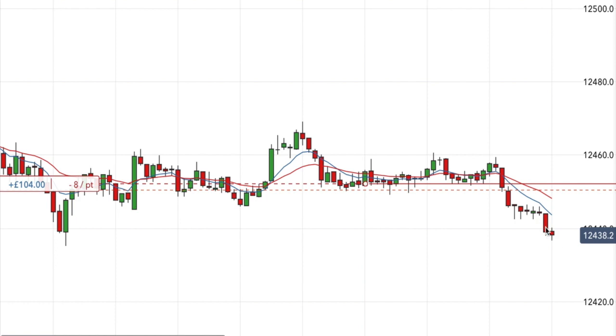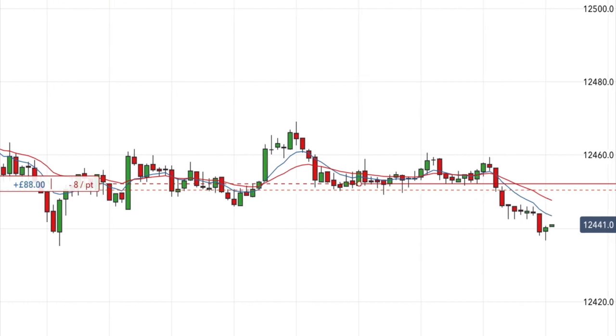What I'm looking for here is, do I get a pin bar? Do I get a convincing bullish pin bar down here? If I do, then I'm probably just going to exit, and that's a pin bar. So exited the trade.